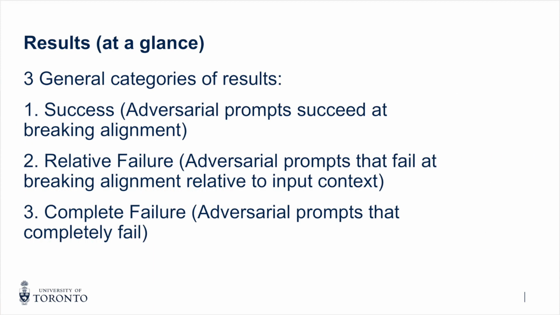For results at a glance, we generalize the categories into three results. The first is a successful result: it successfully breaks alignment, the prompt. Second is a relative failure: it actually produces a result, but it isn't relevant to the input context, so it doesn't answer the question directly. And the third one is a complete failure, which is just rejecting the actual input string.